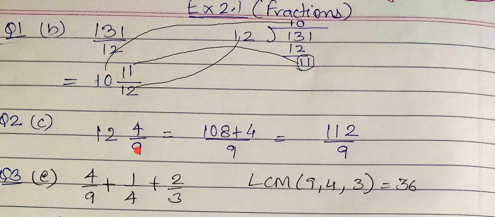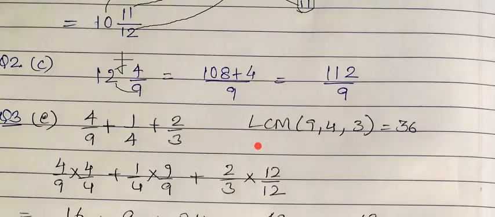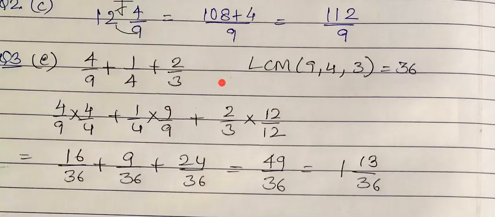Now in question number 2, here the fraction is 12 and 4 by 9. So we have to convert it into an improper fraction. What we have to do is multiply 12 into 9, and then add after multiplying. So 12 times 9 comes out to be 108, added to the number 4, which comes out to be 112 upon 9.